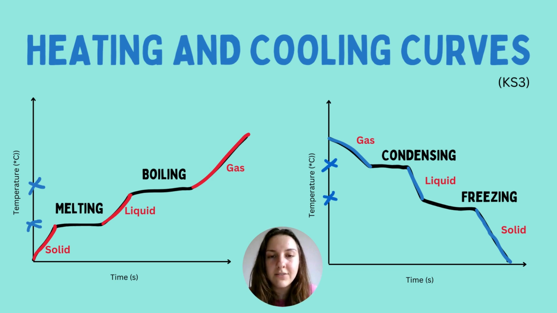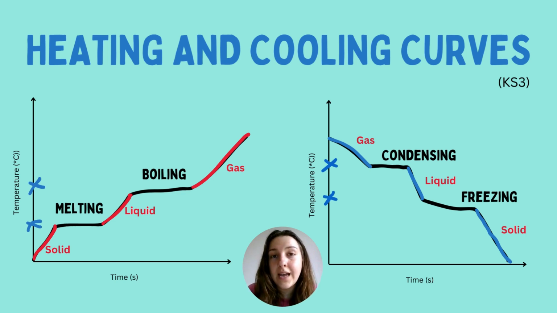So as you can see on the left-hand side, we have temperature in degrees Celsius on the y-axis, and along the x-axis, you have time. And as you can see, we have state changes that are shown as a horizontal line. And that's because the temperature doesn't change during a state change. It only changes during those gradient lines, those red or blue lines, as you can see on my graphs there.